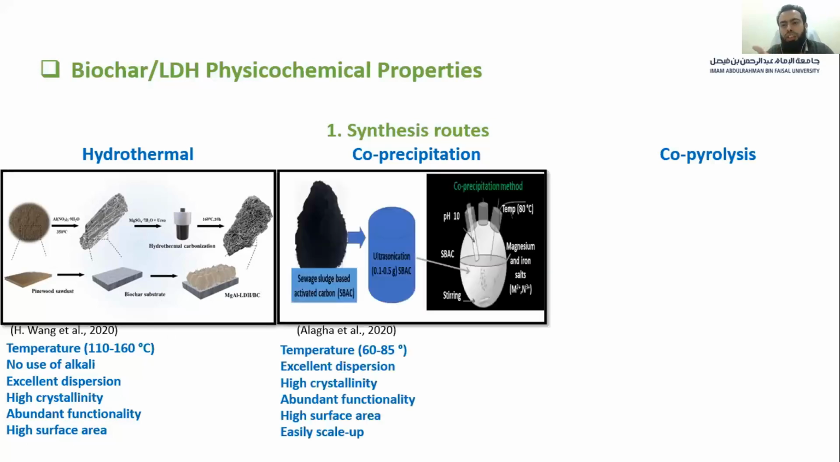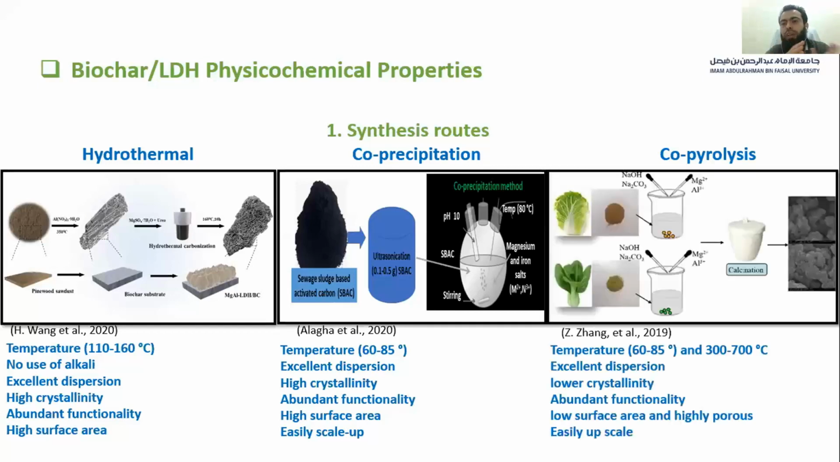In the co-precipitation method, generally the biochar is mixed with the LDH precursor metal salts, and the pH of the solution is then increased to about 10. When the pH is increased, the metal ions start to precipitate on the surface of the biochar. It leads to a more uniform distribution of the LDH flakes on the biochar, giving better surface characteristics, crystallinity, and high surface area. The main advantage of this method is that it can be scaled up to produce a large amount of biochar. Recently, this process has been investigated by different authors to produce biochar LDH composites.